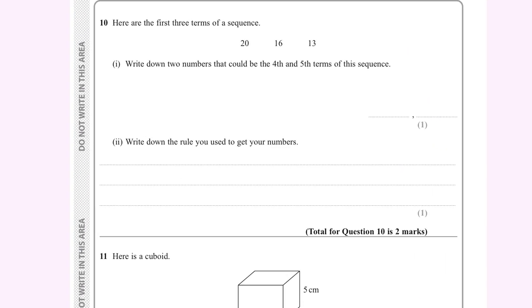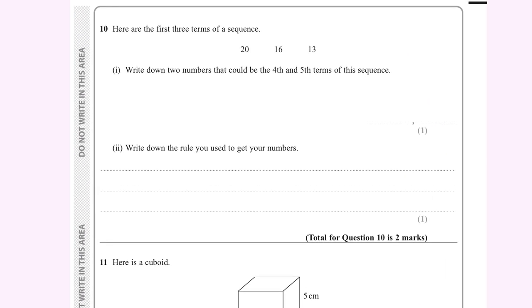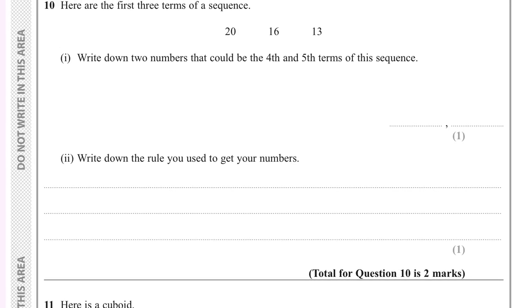Okay, we're looking at terms of a sequence. First 3 terms, write 2 numbers that could be the 4th and 5th terms of this sequence. I would always look at it and see how much it is going down by. That's the easiest way, I would say. So it's going down by 4 here. Then it's going down by 3. So if it's going down by 3, it's going to go down by 2 next. And then go down by 1.